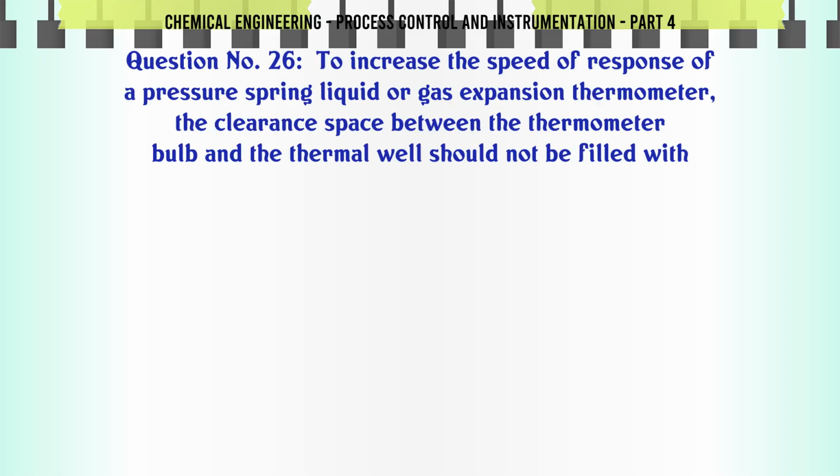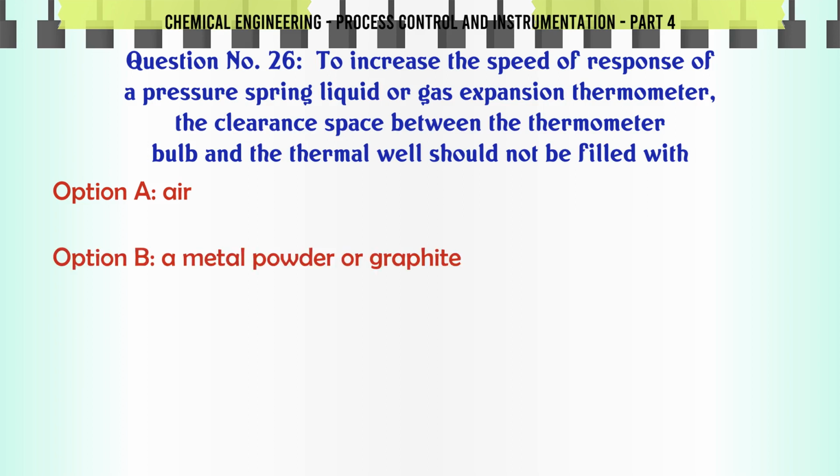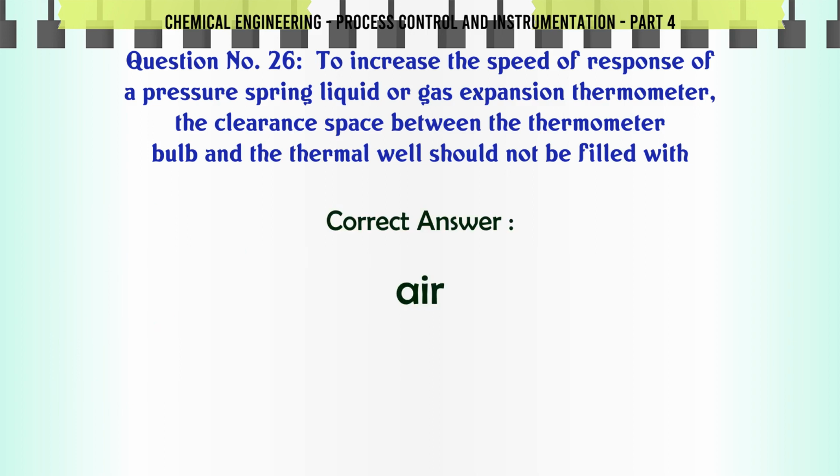To increase the speed of response of a pressure spring liquid or gas expansion thermometer, the clearance space between the thermometer bulb and the thermal well should not be filled with A. Air. B. A metal powder or graphite. C. Oil. D. Mercury. The correct answer is air.